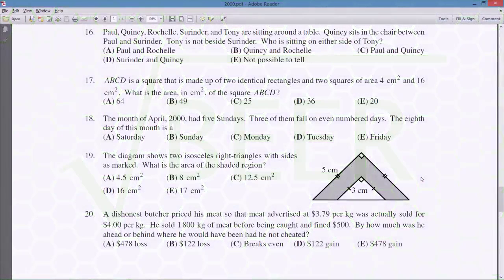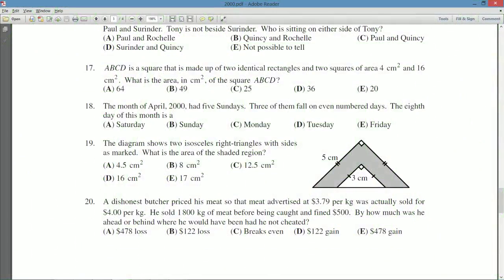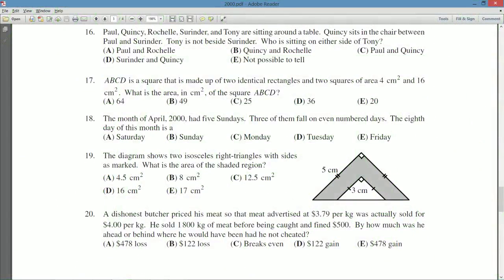So in this video I thought I'd go through question number 17 on the 2000 Gauss paper. So, question 17. ABCD is a square that is made up of two identical rectangles and two squares of area 4 centimeters squared and 16 centimeters squared. What is the area in centimeters squared of the square ABCD?